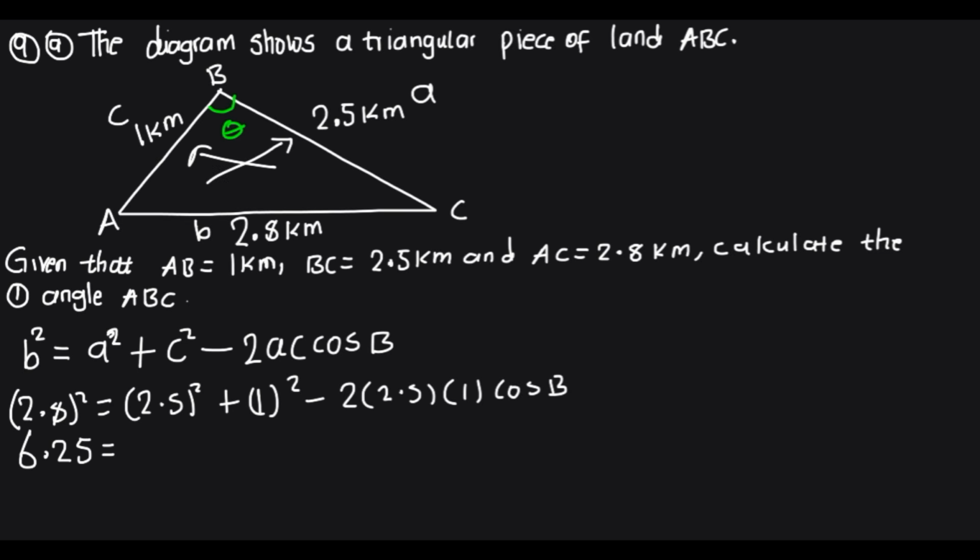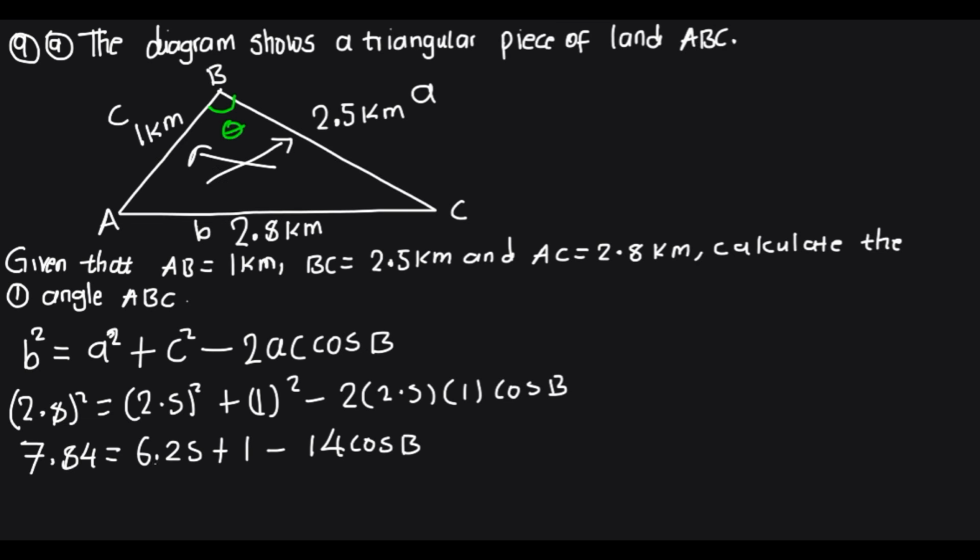Okay, sorry, this should be 2.8 squared. I wrote 2.5, so 2.8 squared is 7.84. Then 2.5 squared is 6.25. 1 squared is 1 times 1, which is 1. Then let's multiply 2 times 2.5 times 2.8. So I am getting 14 cos B.